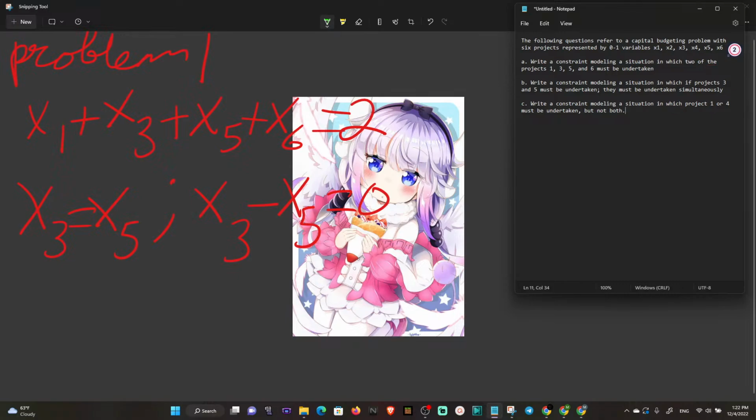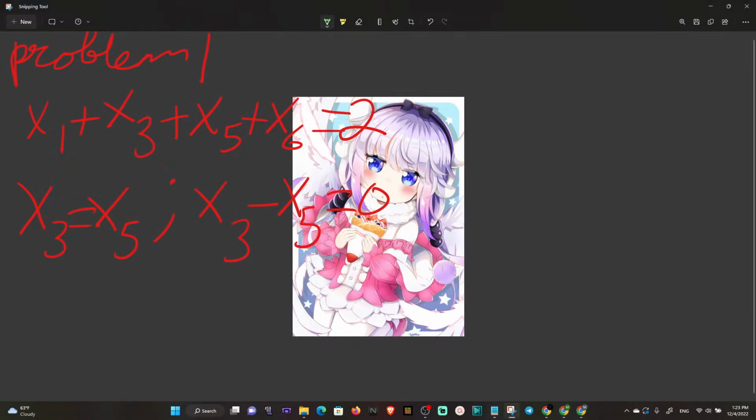Is it like x1 is equal to 0 and x4 is equal to 0? No. Or x1 is equal to 1, x4 is equal to 1? No. It's this: x1 plus x4 is less than or equal to 1. Does that make sense? But not both though. I know. But it can't be both because, as you know, x1 and x4 must be either 1 or 0. This is a binary problem.